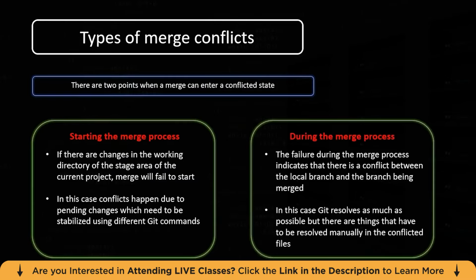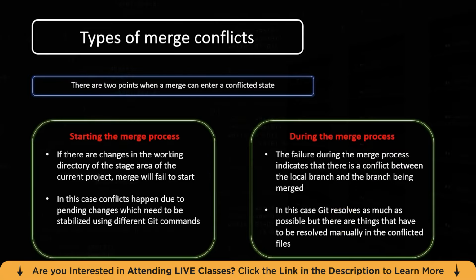Second, during the merge process, if you are getting some conflict, the merge conflict gets originated. The failure during the merge process indicates that there is a conflict between your local branch and the branch being merged, right? You're trying to move the changes from one branch to another, so it means that there are some conflicts coming up in the branch in which you are trying to do the merge. In this case, Git resolves as much as possible.